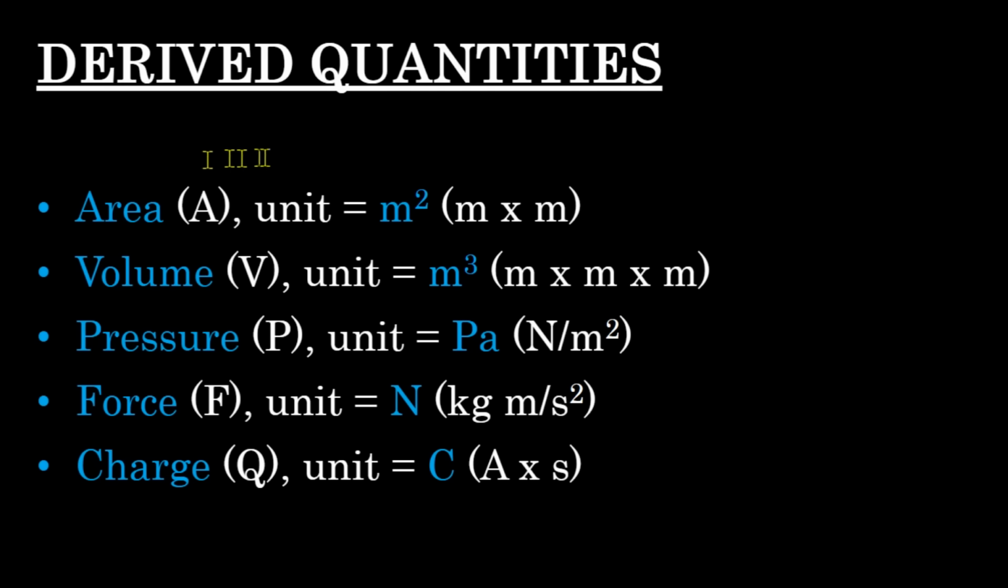These are a few derived quantities. We have area, the unit is meter squared or meter by meter. Volume, the unit is meter cubed or meter by meter by meter. Pressure, the unit is pascals or newton per meter squared. Force, the unit is newtons or kilogram meter per second squared. And charge, the unit is a coulomb, which is an ampere second.